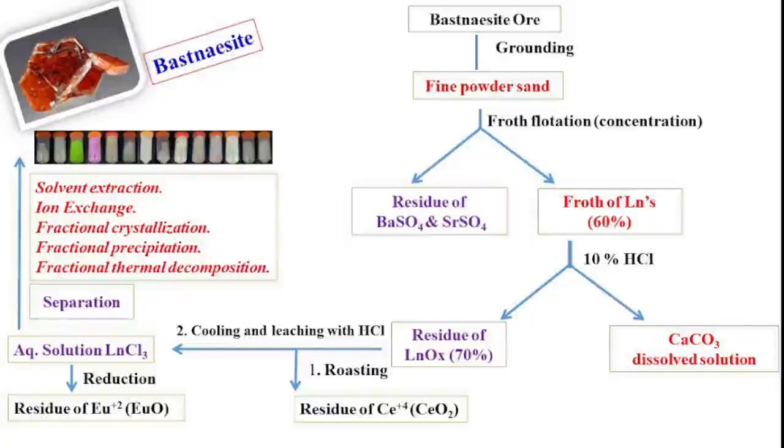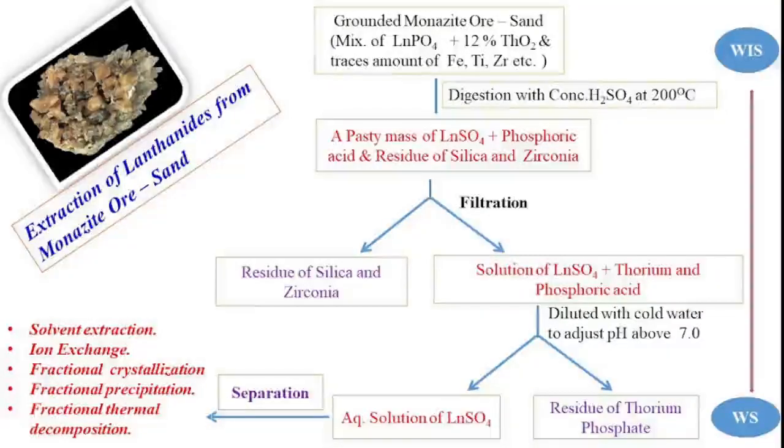Here we go for the reduction, in which the europium from +3 gets reduced to +2, and we get the europium oxide, and the remaining lanthanides get separated out by different techniques. For this, there are different separation techniques like solvent extraction, ion exchange, fractional crystallization, fractional precipitation, or fractional thermal decomposition.